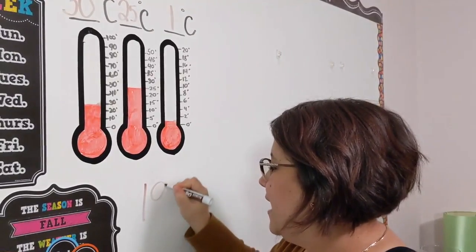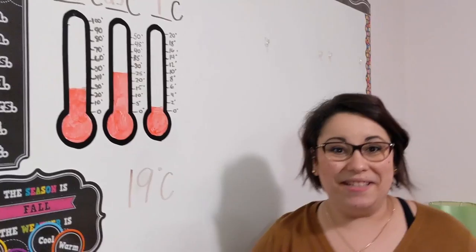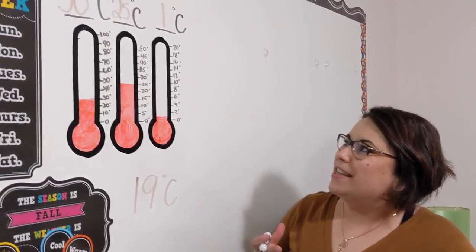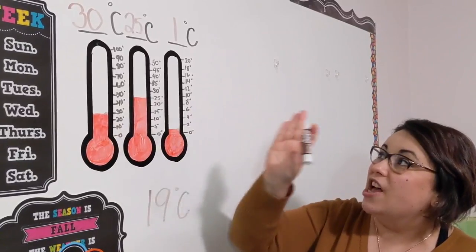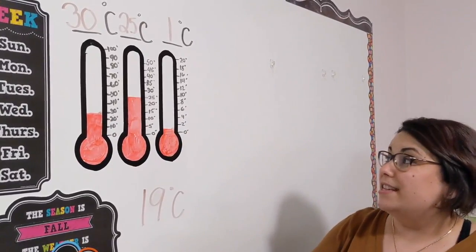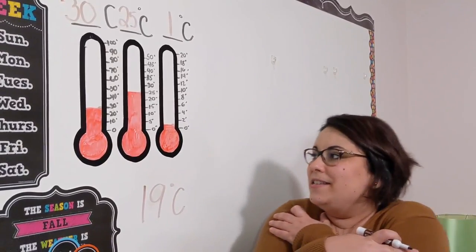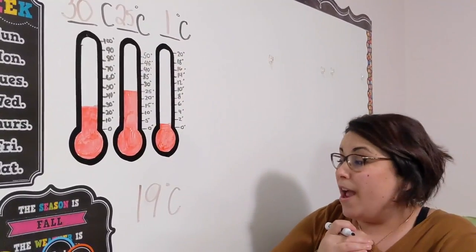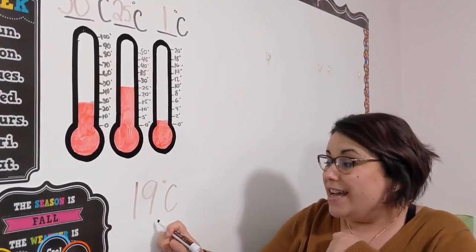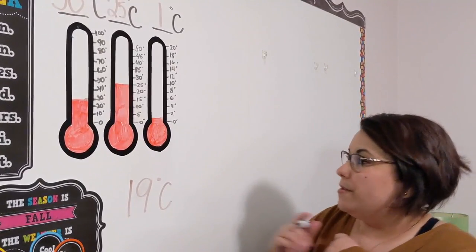Which one of these 3 thermometers is closest to our temperature today? Our temperature today is 19 degrees Celsius. Which one is closest? 30 degrees Celsius, 25 degrees Celsius, or 1 degree Celsius? If you guessed 25 degrees Celsius, you're right. It is only a 6-degree difference. We can do the math here.